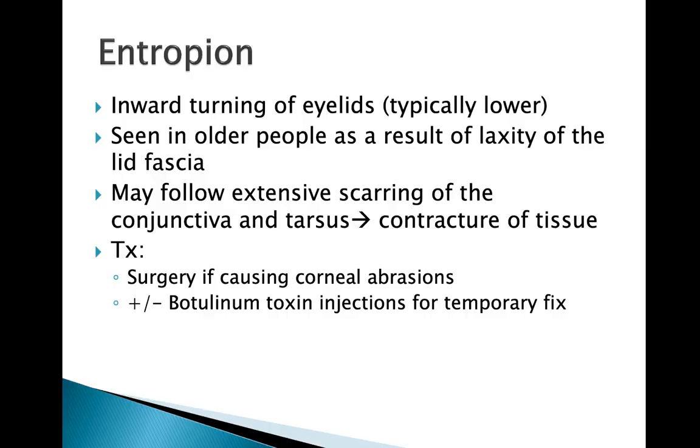Entropion is the inward turning of the eyelids, typically the lower eyelids. This is seen in older people as the laxity of the lid fascia starts to occur. The eyelids turn inward, and then the eyelashes can scratch across the cornea and cause corneal scarring. You can also have contracture of tissue. Treatment is surgery if there are corneal abrasions happening, and botulinum toxin injections might be a temporary fix for those people who may not be good surgical candidates.